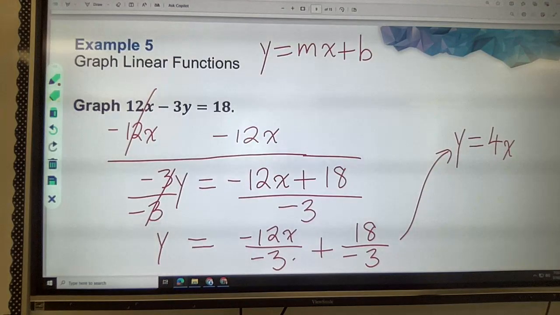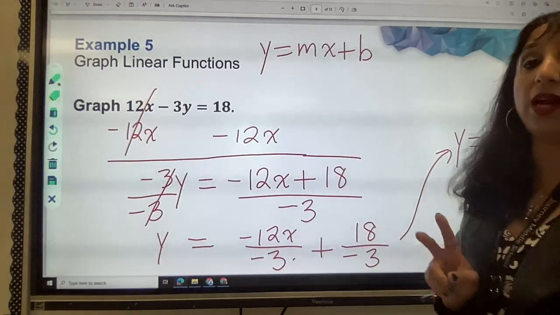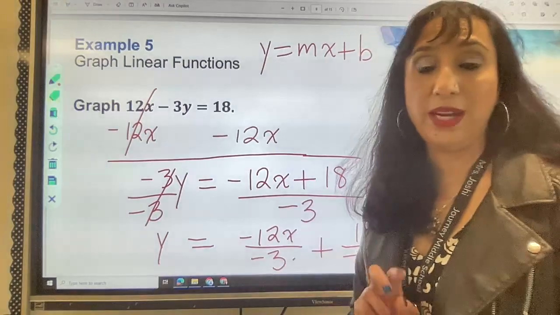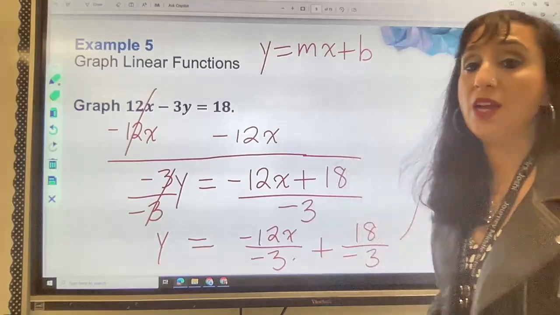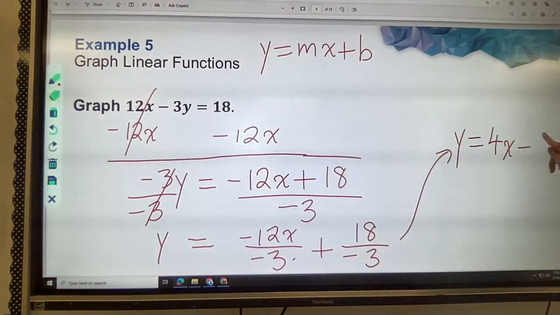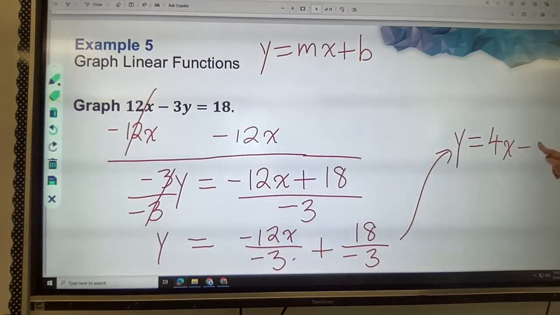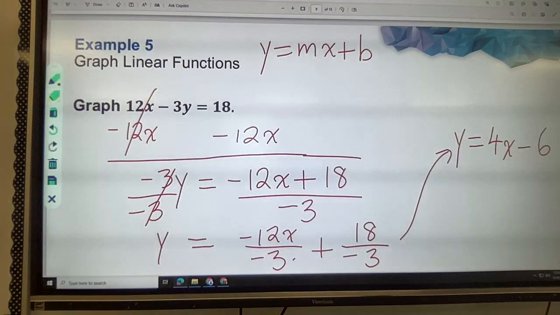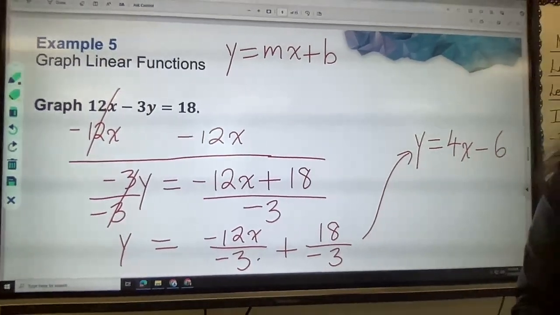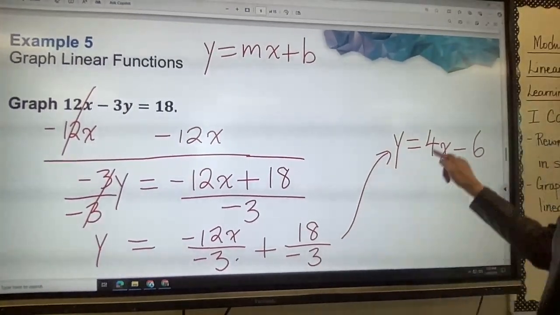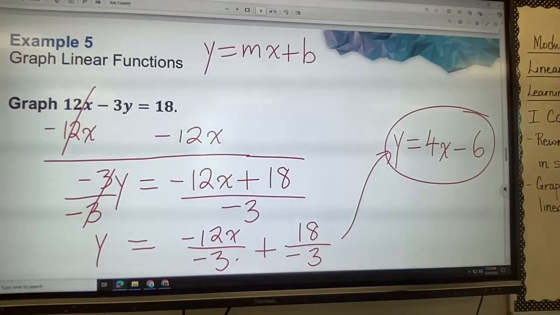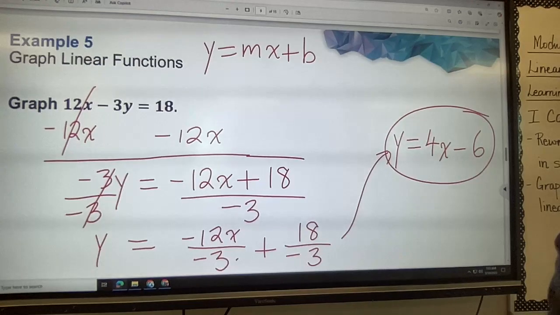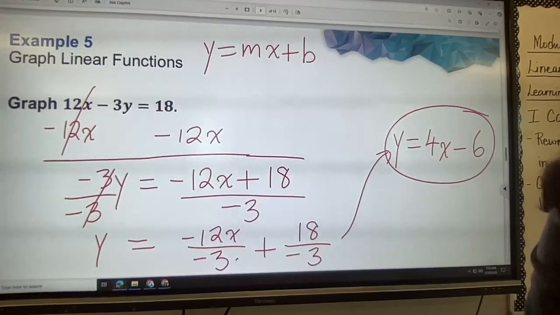And then what is 18 divided by negative 3? Now it is opposite signs, positive divided by negative. So I'm going to get negative, okay? So I get minus 6. Minus 6. All right? So here is my equation, my slope-intercept form in the format y is equal to 4x minus 6.